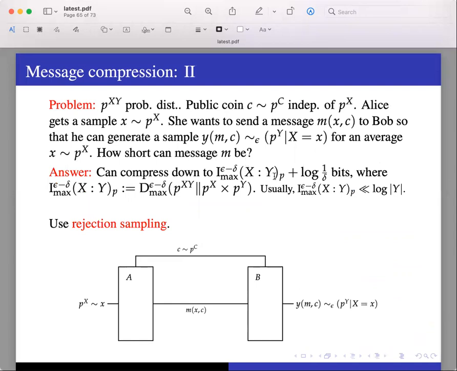Actually, I'm going to change it. So let us say, this is the most sophisticated thing. But anyway, forget the delta. We can compress down to I max epsilon bits. So what is I max epsilon? I max epsilon is D max epsilon of the joint probability distribution on xy with respect to the product of the marginals.